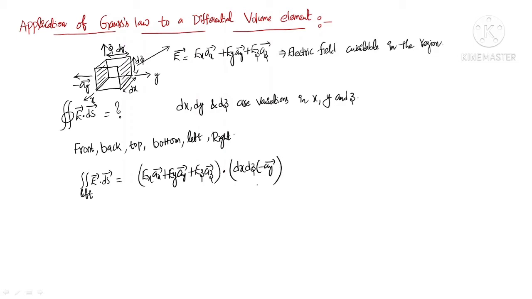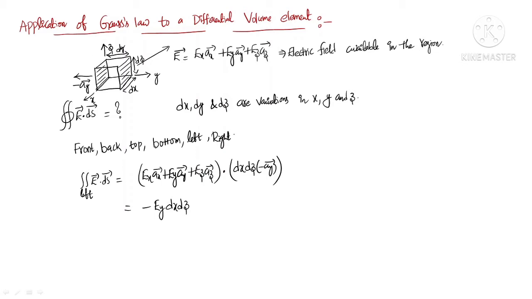Now if you take the dot product between these two vectors, ax bar dot ay bar becomes 0, az bar dot ay bar becomes 0 again. You are left with only ay bar and ay bar. What is ay bar dot ay bar? It is 1, and you have here minus Ey multiplied with dx dz. Now this is the field on this surface.